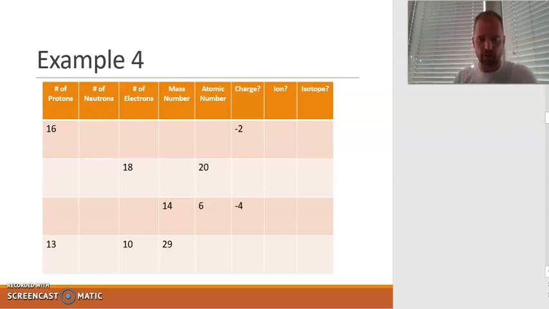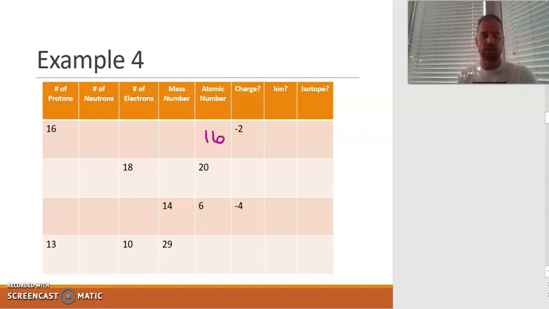So taking a look at this first row right here, all I know about this particular substance is that it has 16 protons and it has a charge of -2. What are the other things that I need to find out? I need to figure out what's my number of neutrons and electrons, what's the mass number and atomic number, and then are they considered an ion or isotope? Just say yes or no. And so, since I know the number of protons is 16, I also then know my atomic number is 16, because those are always the same thing.